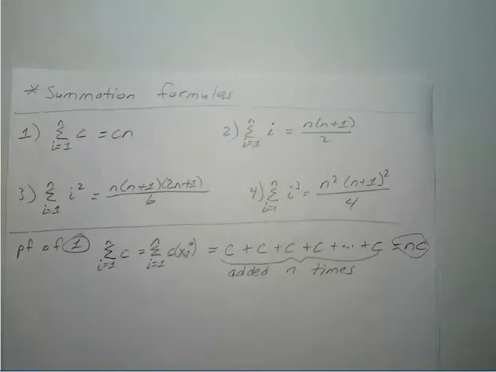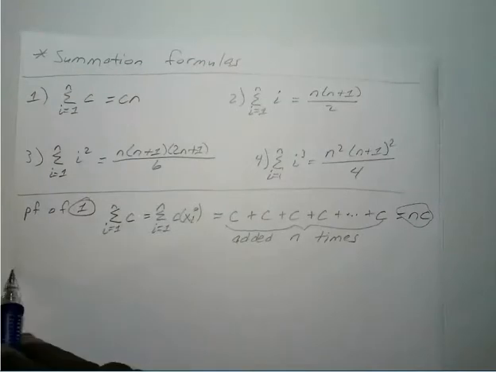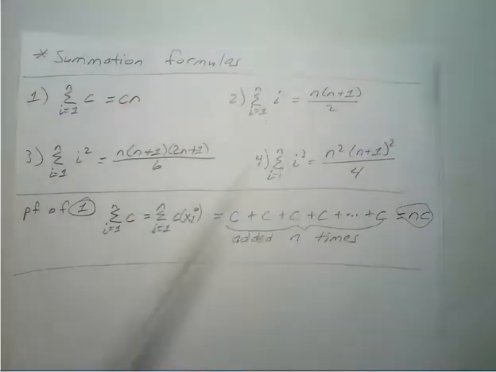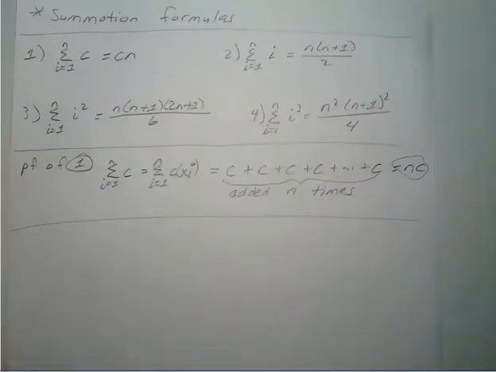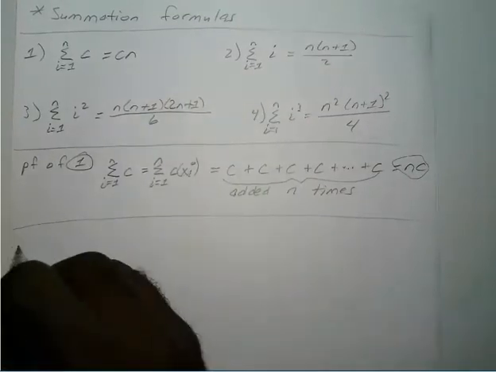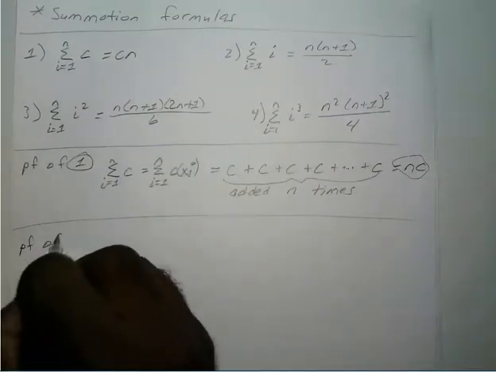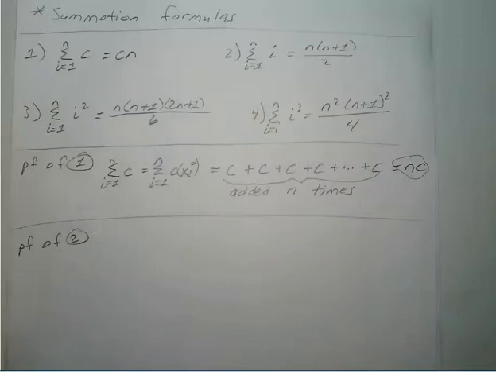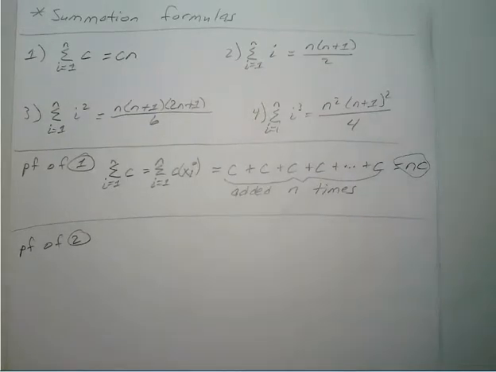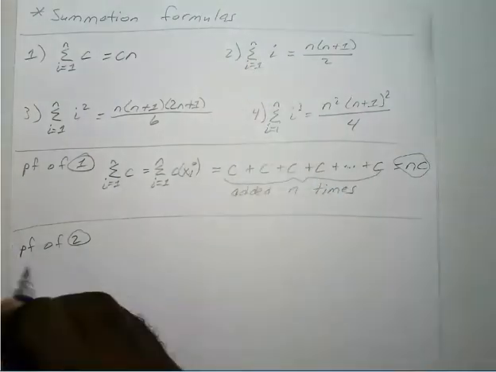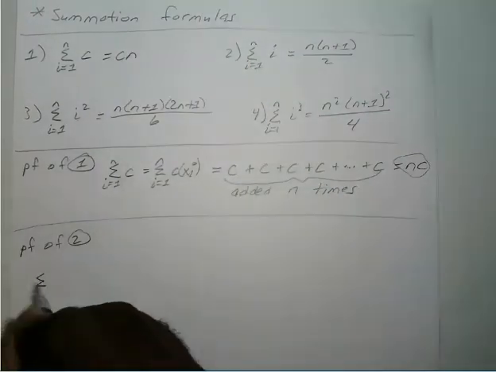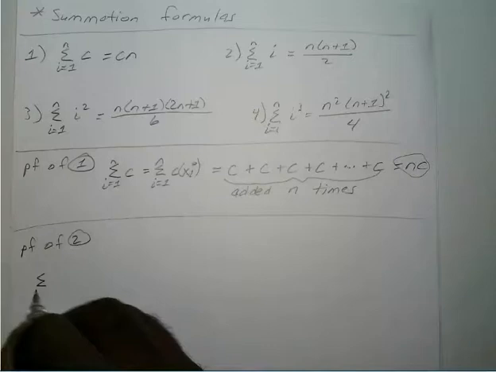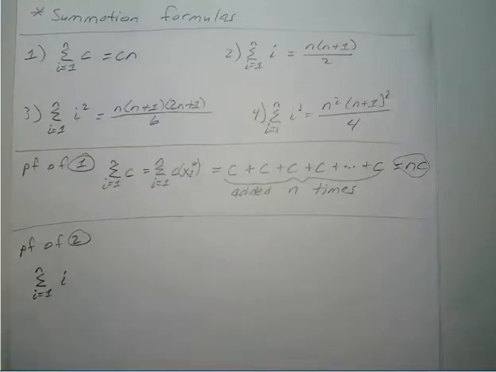All right. So let's go ahead and prove the second one. Okay, so proof of 2. All right, so we have the sum from i equals 1 to n of i.